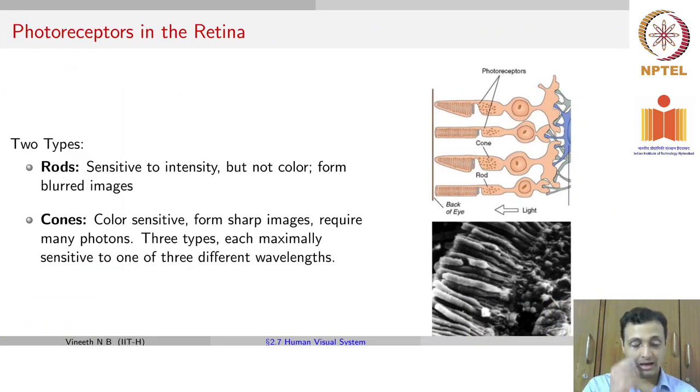The rods are sensitive to intensity but not color. And why are they called rods and cones? Their shape, as you can see here: the rods are shaped like this and the cones are shaped conically.